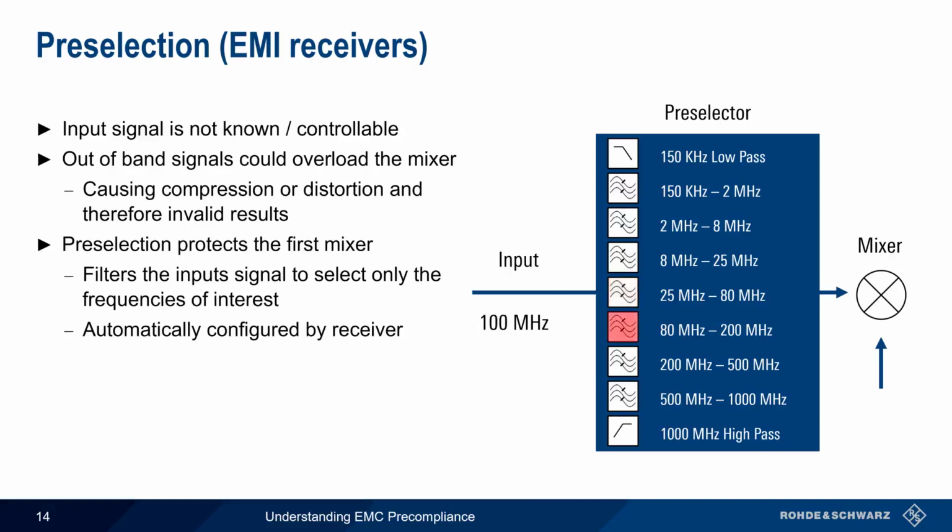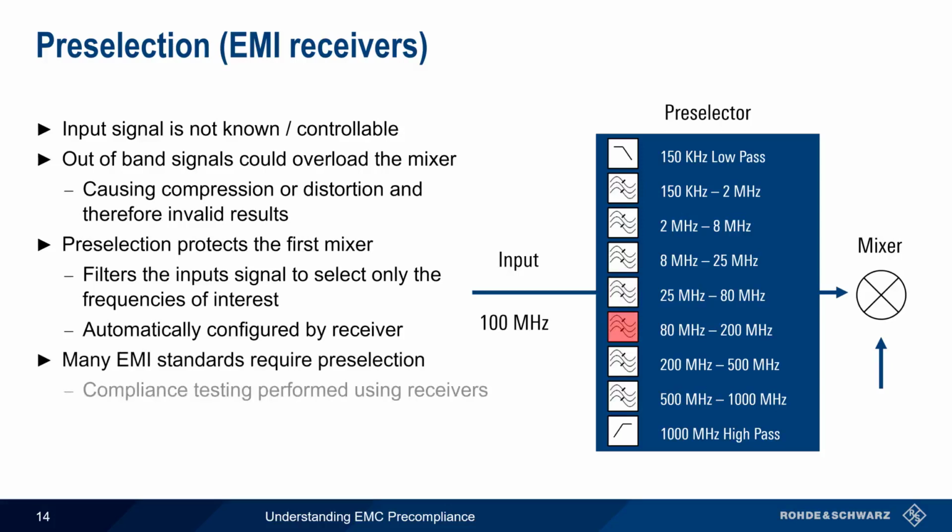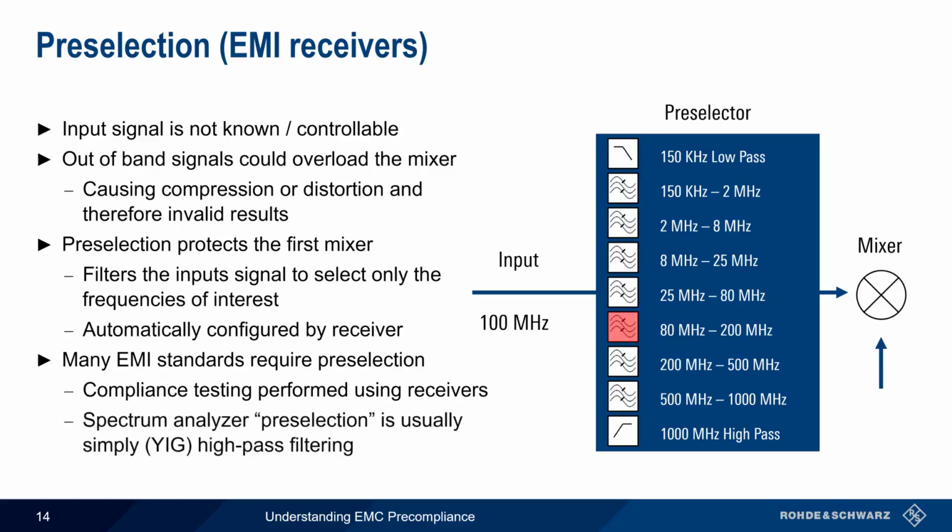Many EMI standards require the measuring instrument to have preselection, and this is why compliance testing is performed using EMI receivers rather than spectrum analyzers. Although many spectrum analyzers do have something called preselection, this is usually just high-pass filtering using YIG technology, rather than the switchable filter bank form of preselection that we've discussed here.